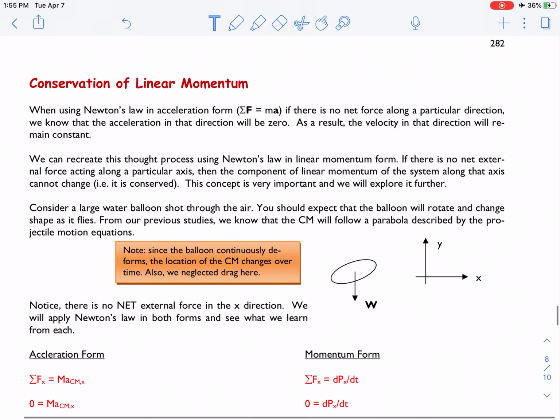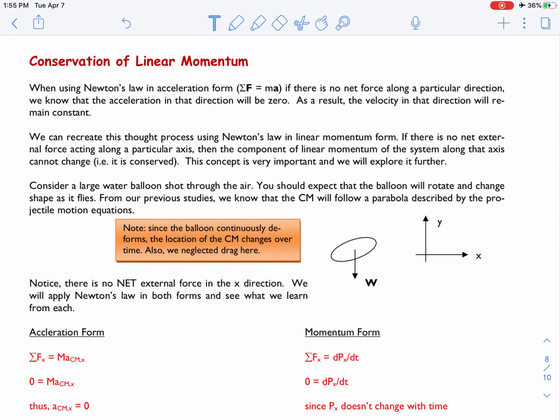So this is basically what you can do to be able to solve problems for non-particle objects. But again, the key thing is you can only do that for the center of mass point. Next, we are going to talk about linear momentum.